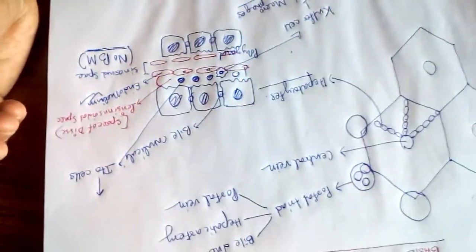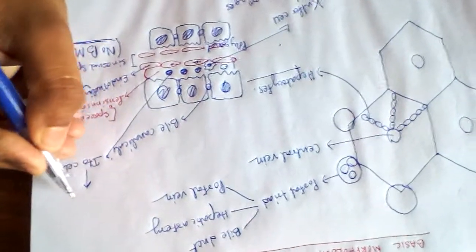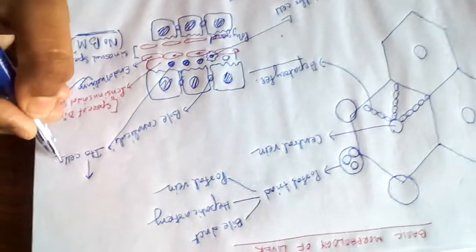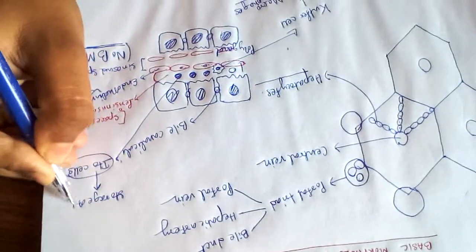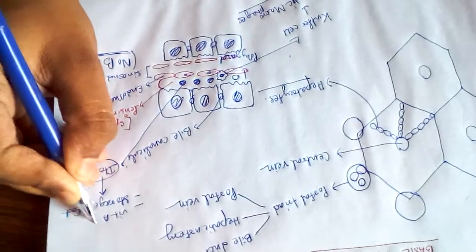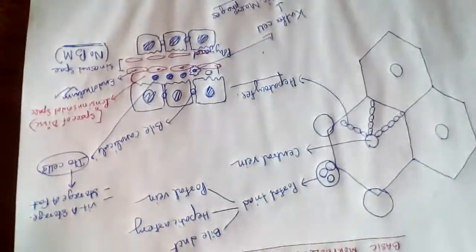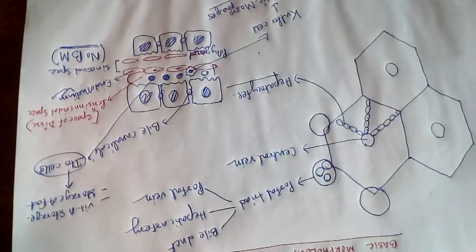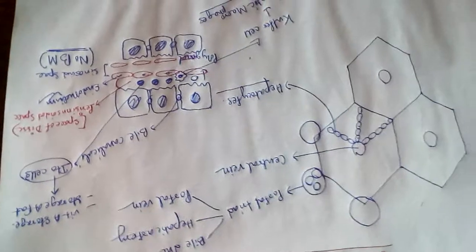Now these Ito cells have two important functions in the normal liver. Of course, remember the words, the normal liver. These are the storage of fat and storage of vitamin A. So these are the two very important functions, of course, in a normal liver. And why I'm stressing this word, the normal liver, we'll discuss in our next session.